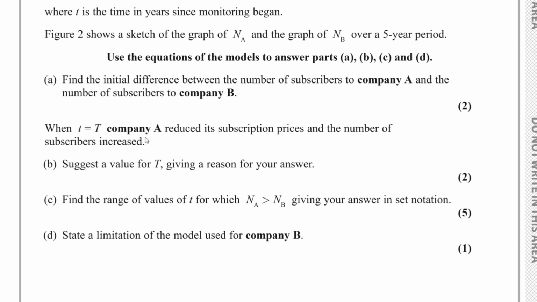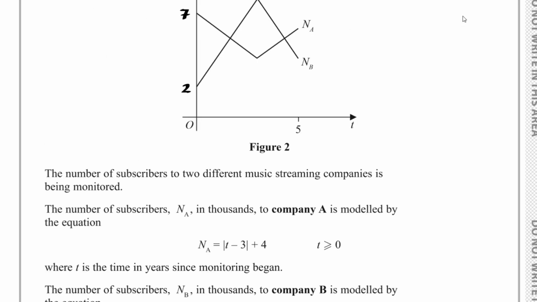When t equals t, company A reduced its subscription prices and the number of subscribers increased. You have to suggest a value for t, giving a reason for your answer. What's happening with NA is at some point when t equals t, the number of subscribers is increasing, and that's at this point here. You can think of this point to be a minimum.